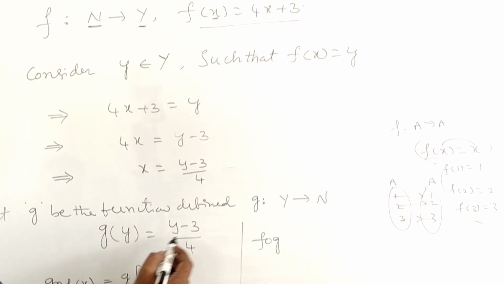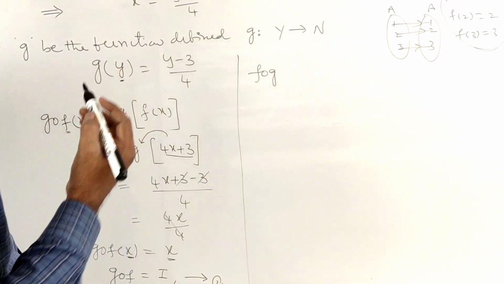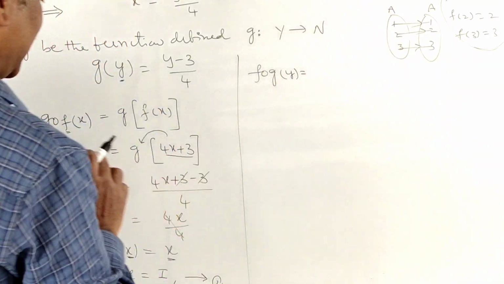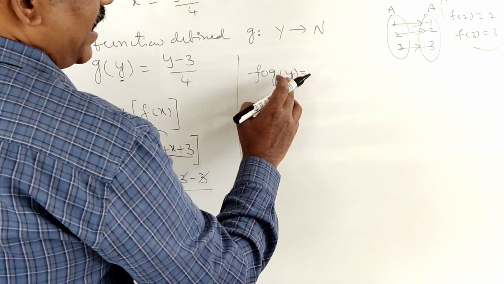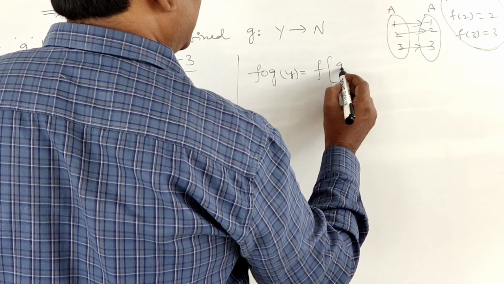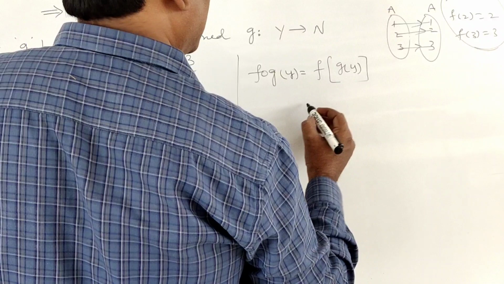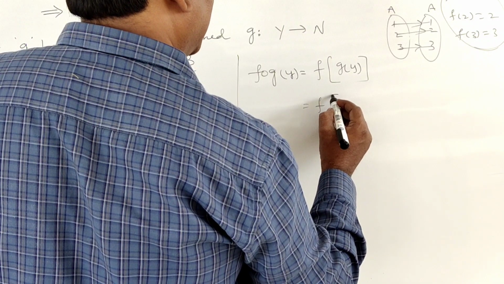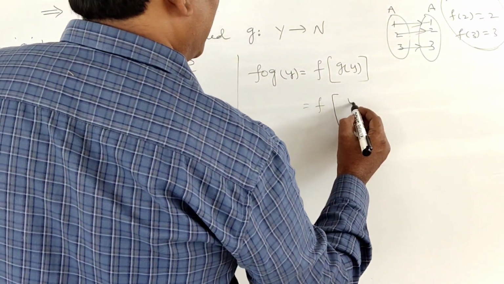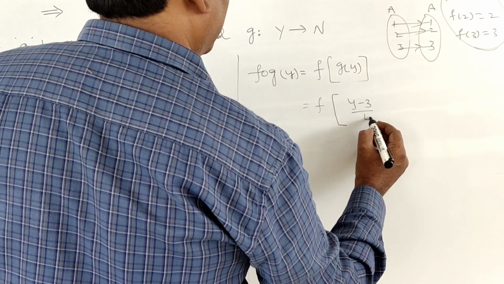In g circle y, in g of y, y is in domain. That's why you are going to take here domain place is y. Don't take here x. Need not to take here x, here y. So according to the formula, f of g of y, students. So f of, what is g of y? G of y known value is y minus 3 upon 4.